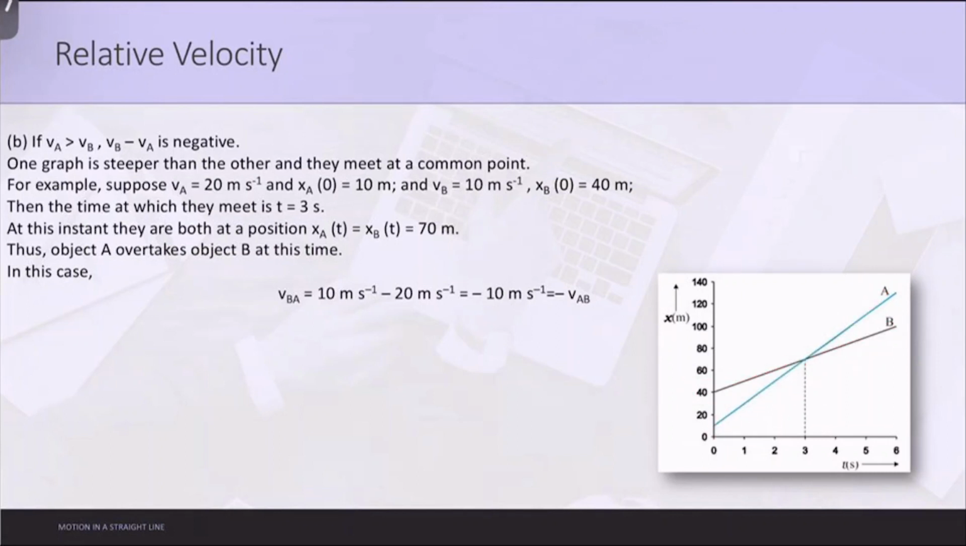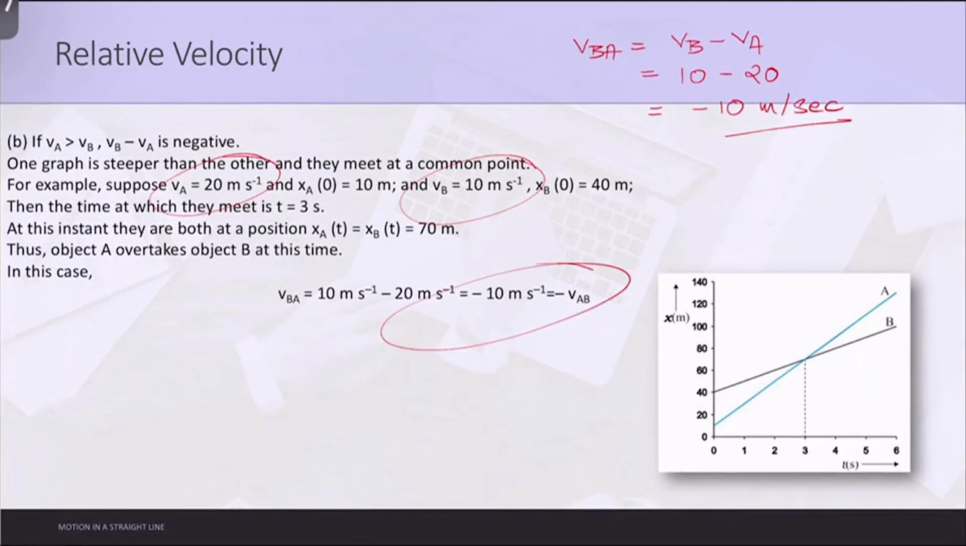Fine. So in this case, what is VBA? VBA can be calculated. How to calculate VBA? VBA is nothing but equal to VB minus VA. What is the value of VB? VB is given as 10. What is the value of VA? VA is given as 20. Therefore, this will be 10 minus 20, which will give you minus 10 meter per second. So you got this answer.